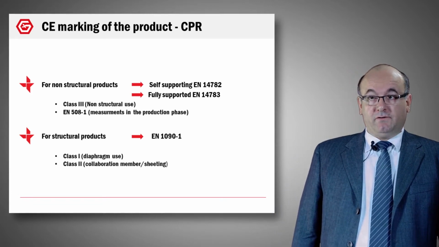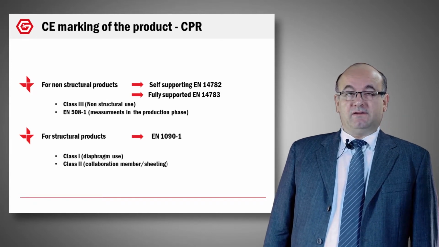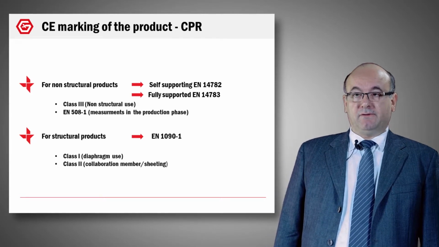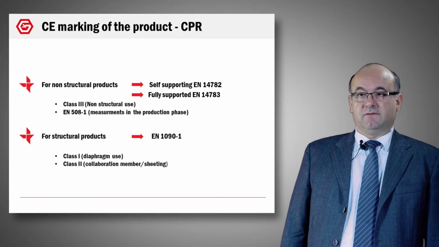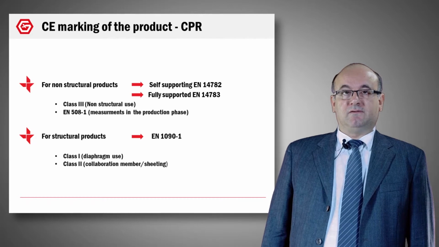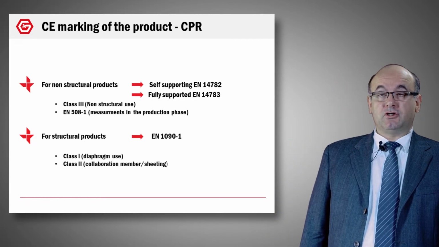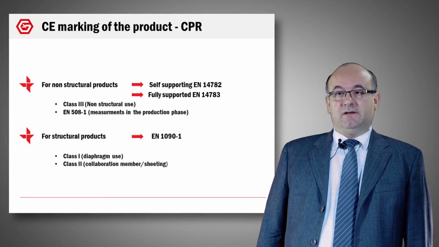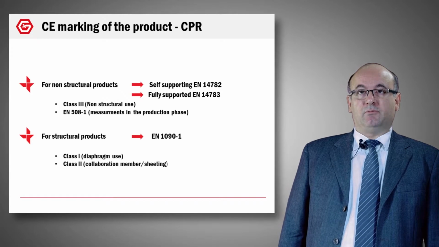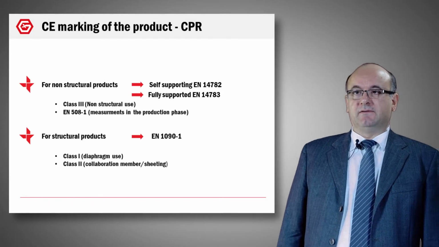For structural product, we have to apply the EN 1090-1. We have 2 categories, class 1 for the diaphragm use and class 2 for the collaboration between the member and sheeting. The diaphragm, you have this system when you use the cold form element to stabilize the construction against the wind and against the earthquake. The class 2 is used when the profile collaborates with the members. Okay, it's the shear marking.